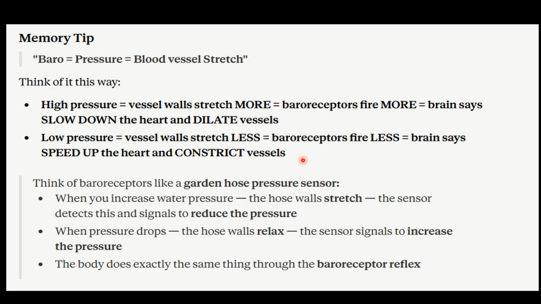Okay, and you can also relate the baroreceptor to a garden hose pressure sensor. When you increase the water pressure, the hose wall stretches, the sensor detects this and signals to reduce the pressure. And when the pressure drops, the hose wall relaxes and the sensor signals to increase the pressure. The body does exactly the same through the baroreceptor reflexes. Clear? So I think this part is clear for all of you.